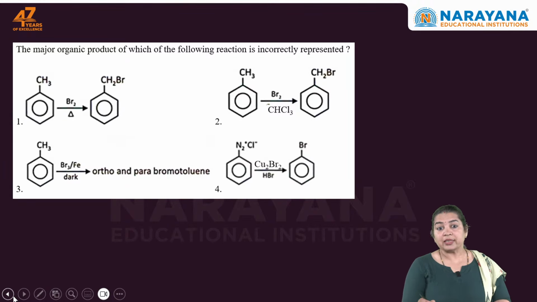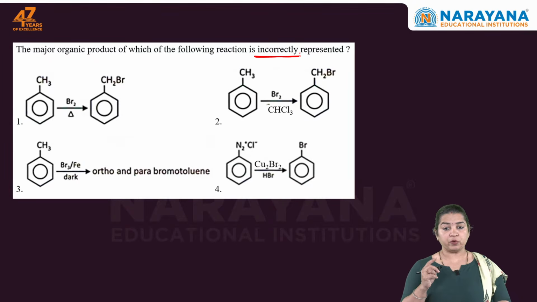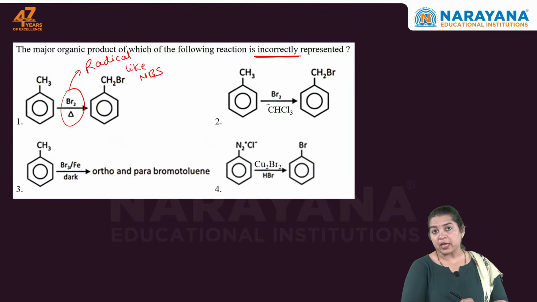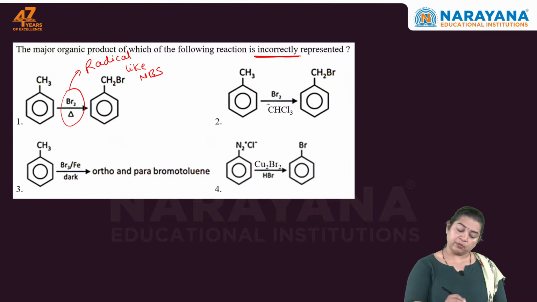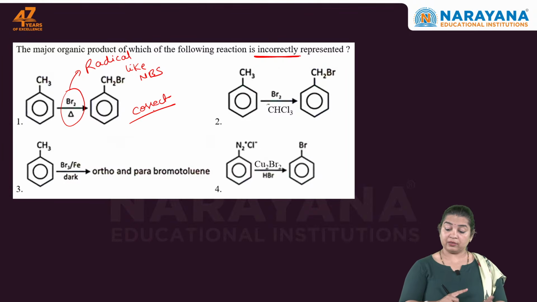Moving to the next question, the major organic product of which of the following reactions is incorrectly represented? So we are asked which option is incorrect here. Wrong option. Let us start. Bromine and heat. This is a radical substitution reaction, like NBS, N-bromosuccinimide behavior, and benzyl and allyl positions will be substituted through a radical mechanism. So the first is a correct option. It cannot be the answer, right?